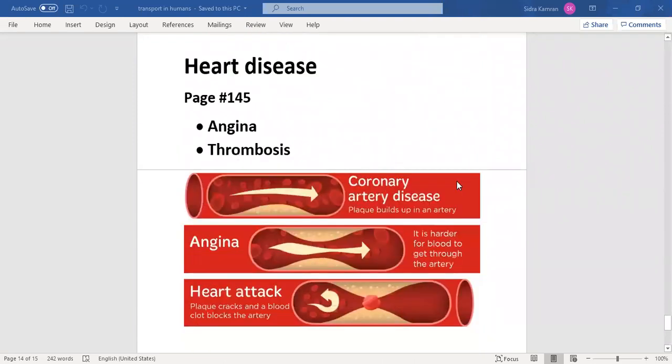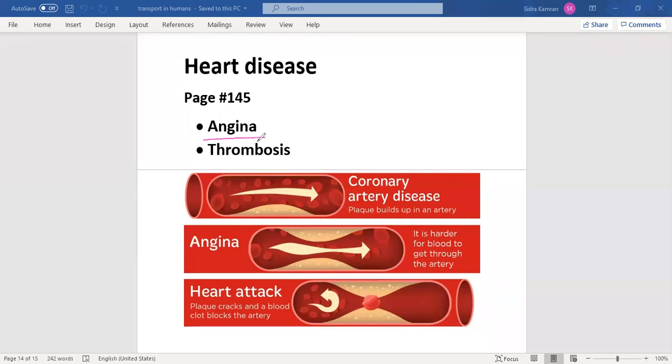The most common heart disease, as we all know, is heart attack. So we are going to discuss what is heart attack, how it happens, and what is angina. Sometimes you hear this word, that she or he got angina pain. So what is this angina? Let's talk about this.